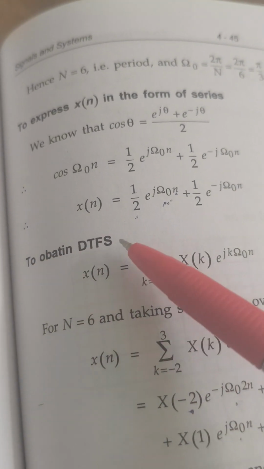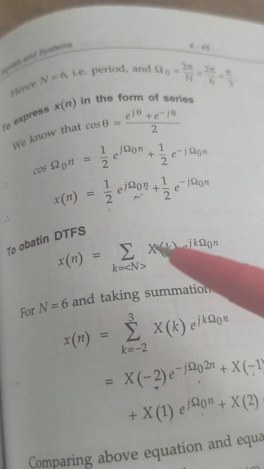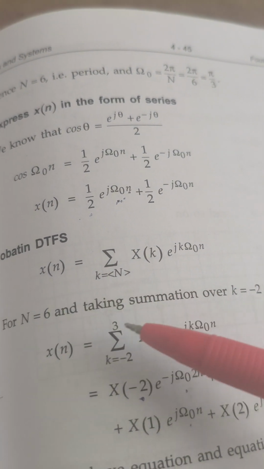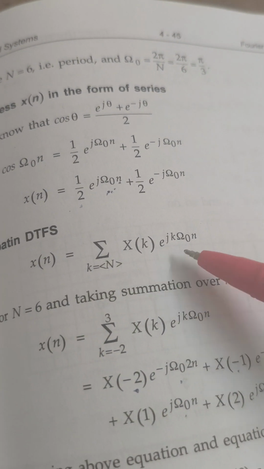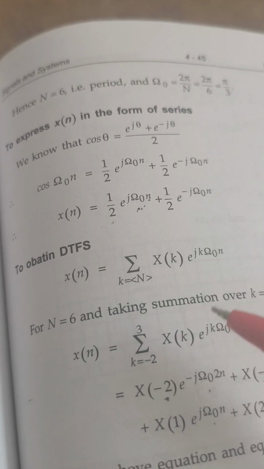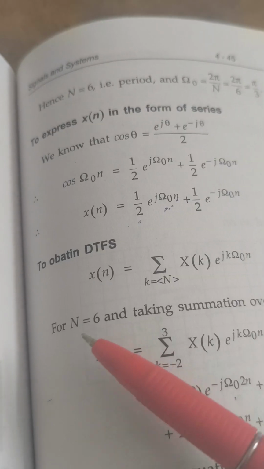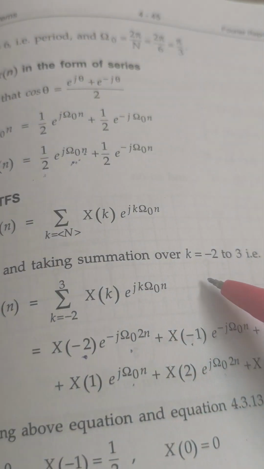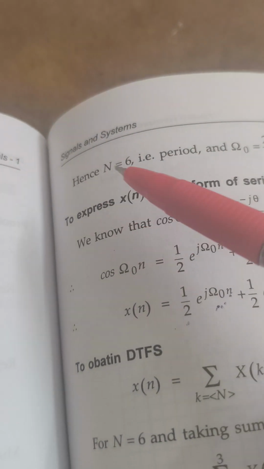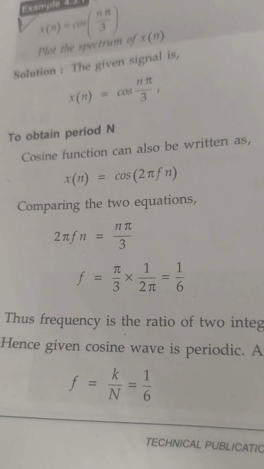Then to obtain the discrete time Fourier series, that will be equal to the summation of x of k e raised to j k omega naught n. This is the equation to find the Fourier series of a discrete time signal. Here N is equal to 6. Why is N equal to 6? Because it is a periodic signal with period N equal to 6.